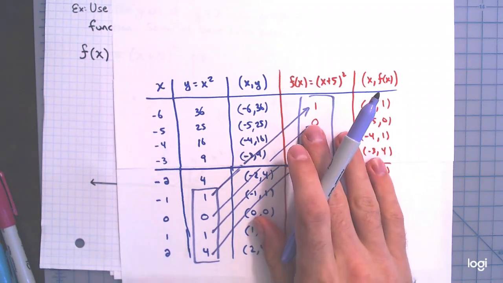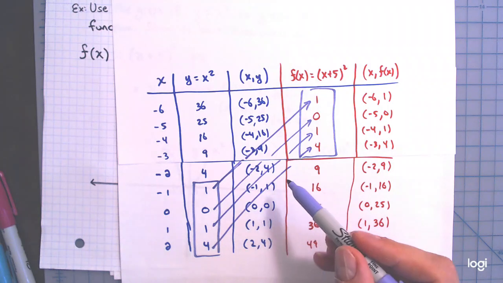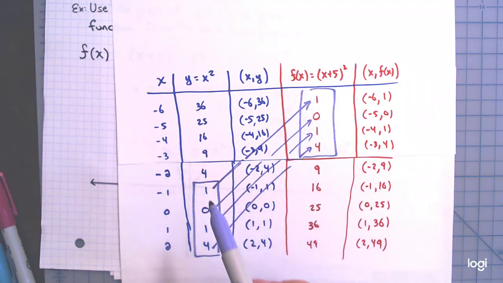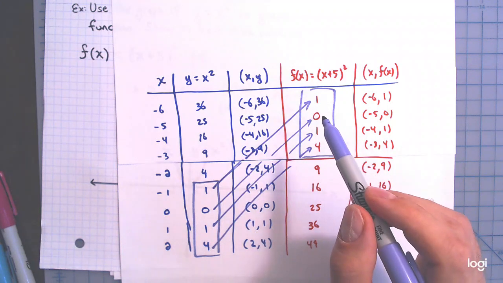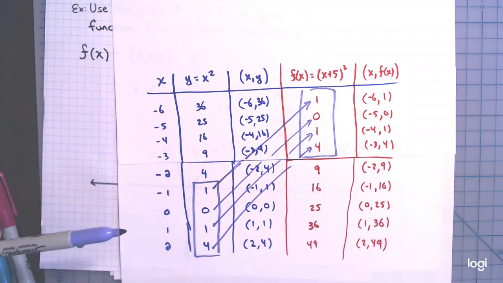If I even went further down, plugged in 3, 3 squared would be 9. This 9 would correspond to that 9. You see how all of these outputs from the original correspond to the same outputs in this new function, but look at how the inputs differ.